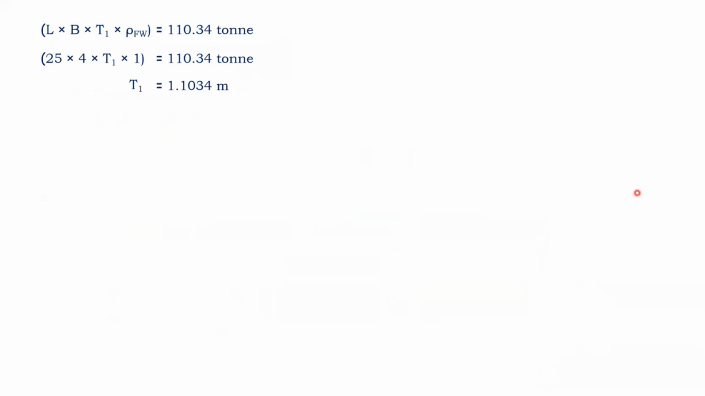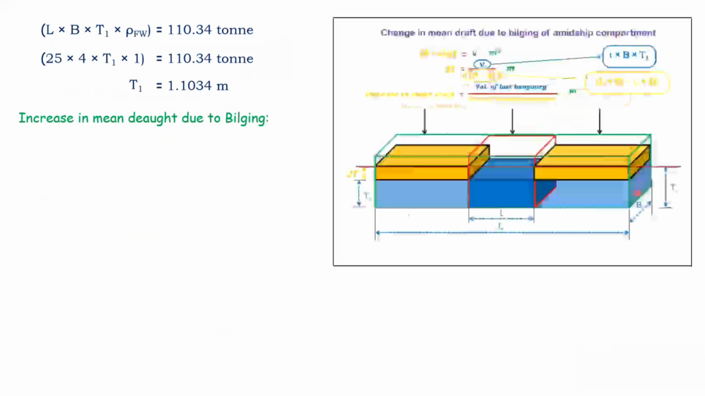So this is the new draft. Now let us forget about the teak. Imagine we have a case where the draft is 1.1034 meters, and now we have the bilging of a compartment, a flooding of the compartment. You have studied this part earlier. I hope you remember from that slide. And you remember the formula for the determination of change in mean draft?